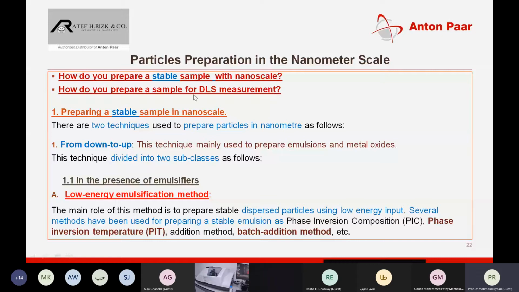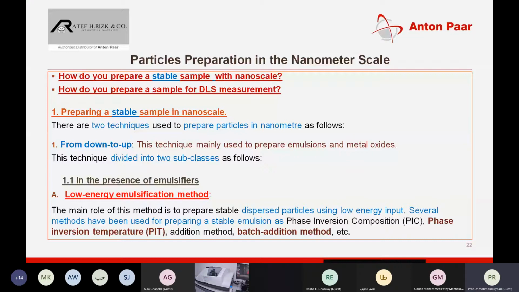There are two techniques used to prepare particles in nanoscale. The first technique is bottom-up. This technique is mainly used to prepare emulsions and metal oxides. This technique divides into sub-classes. The first class is in the presence of emulsifier. In the presence of emulsifiers, there are two methods used to prepare a stable sample in nanoscale.